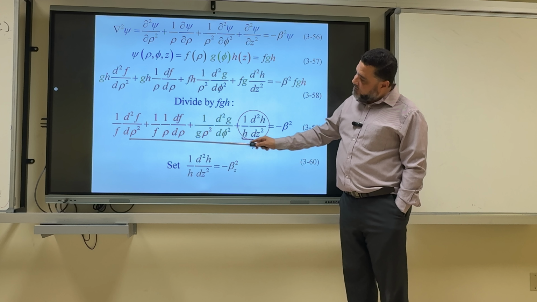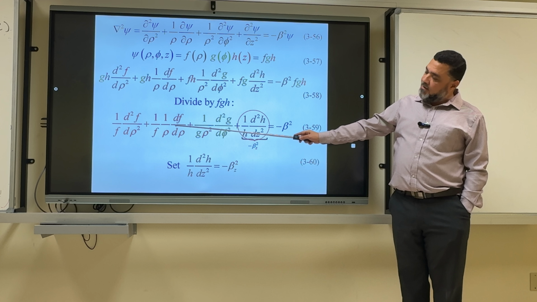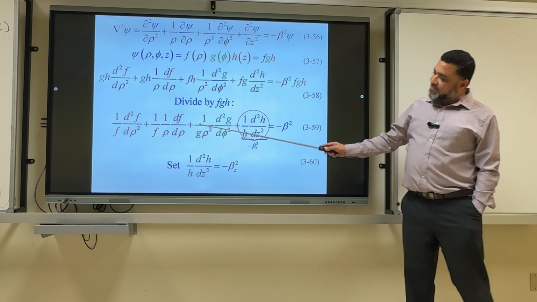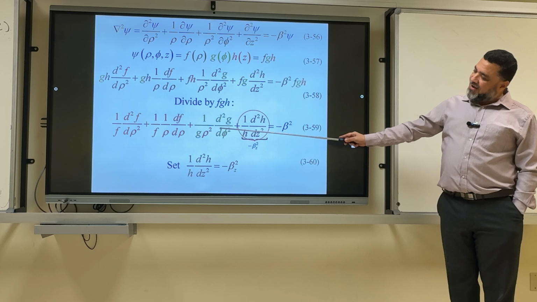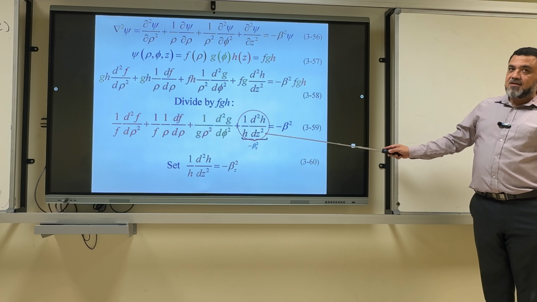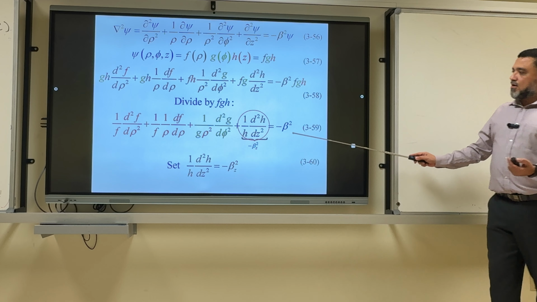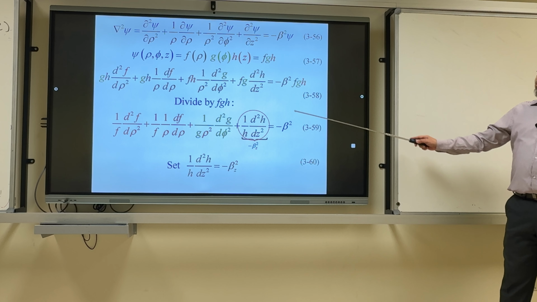This term is a function of what? This term is based on rho only, right? And this term, phi and rho, right? And this term, only z. So the 3 guys here will add up to a constant, to beta. Beta is omega root. This is a constant.